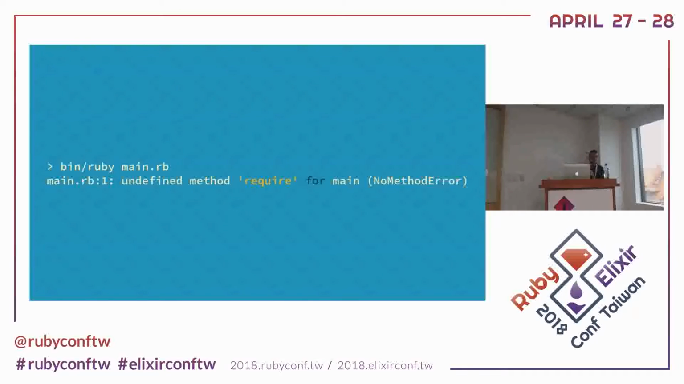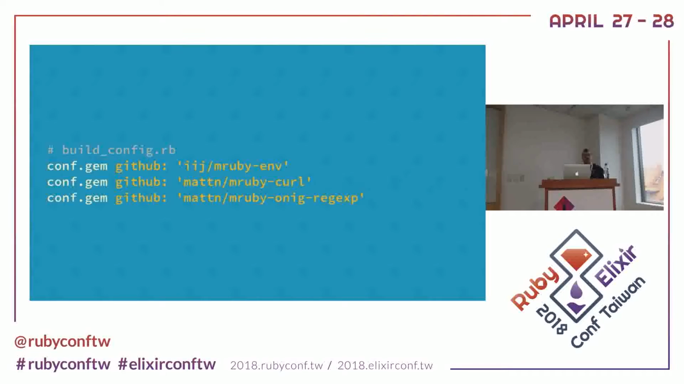Just as mruby doesn't have support for the require keyword or method, it also doesn't have support for Net::HTTP, environment variables, or even regular expressions. So I had to add all of these dependencies. And where do you add those dependencies? You add them to a build_config.rb file. You can think of it as a Gemfile, or even better, if you've ever built a gem, as a gemspec. So I found the gems for what I needed.